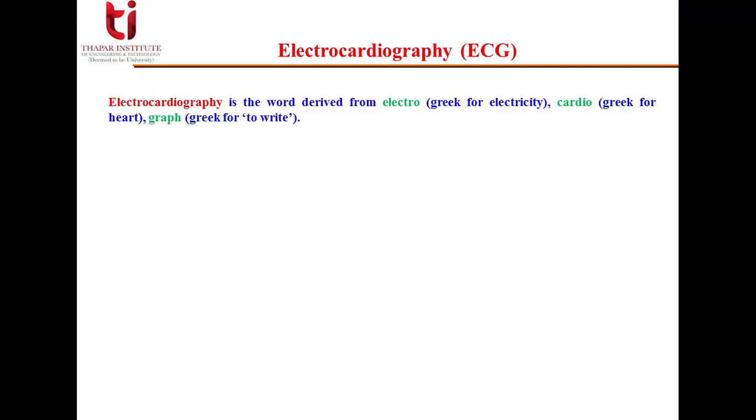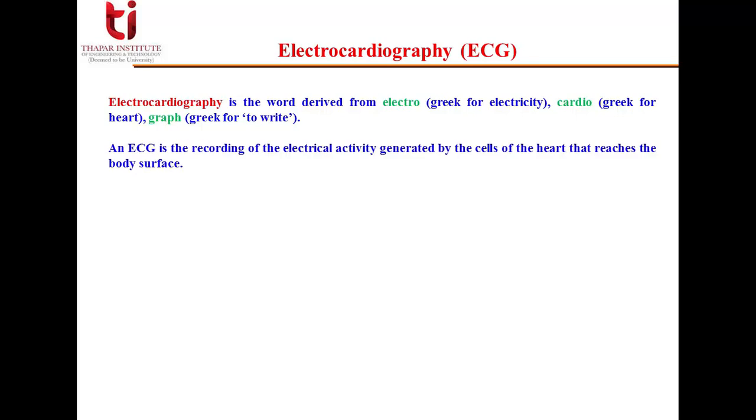Electrocardiography is a word derived from three Greek words: electro, cardio and graph. Electro means electricity, cardio is for heart, and graph means to write. An ECG is the recording of the electrical activity generated by the cells of the heart that reaches the body surface.